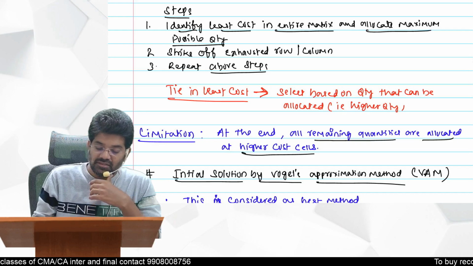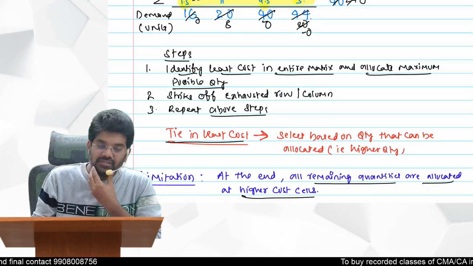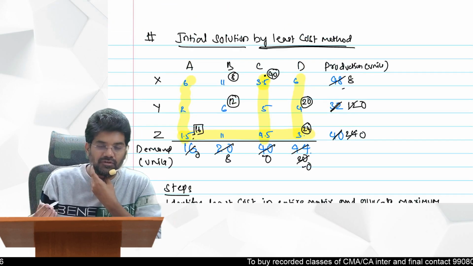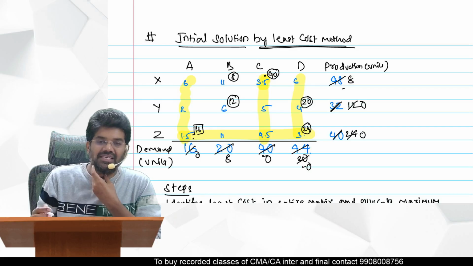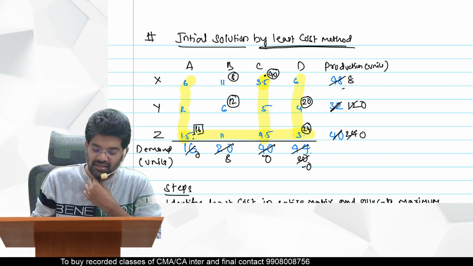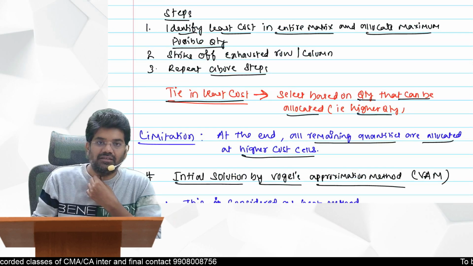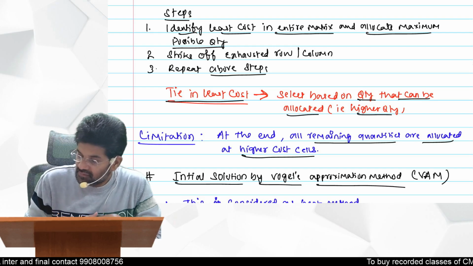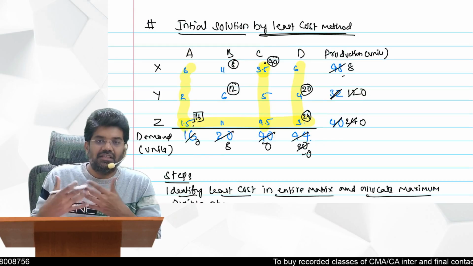Now in this, one problem can come. What is that? If there is a tie in least cost, say you have least cost 1.5 in two places, then see where we can allocate the maximum quantity. Whichever cell can take the maximum quantity, there you can allocate whenever there is a tie in least cost. Select based on the quantity that can be allocated, that is, the higher quantity. Wherever higher quantity is possible, consider that. Done. So that is your second method, the least cost method, for getting the initial solution.